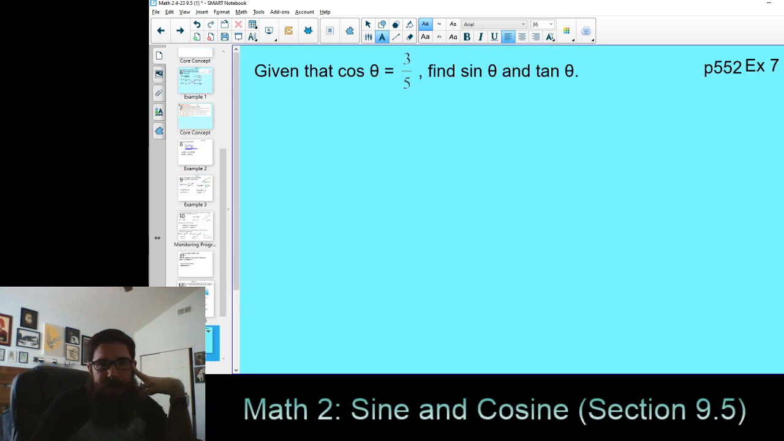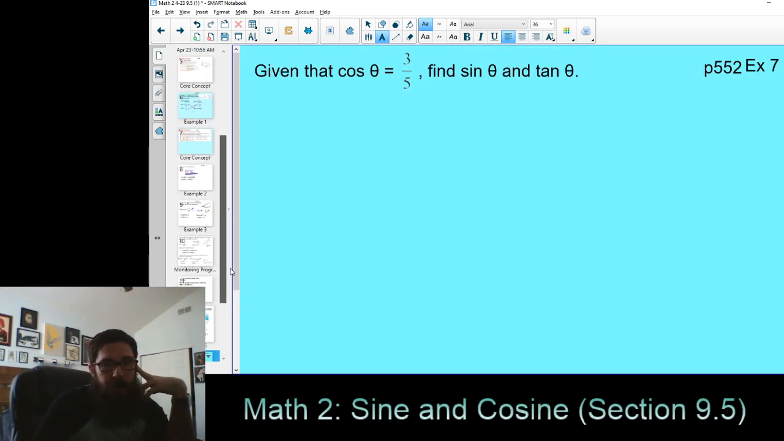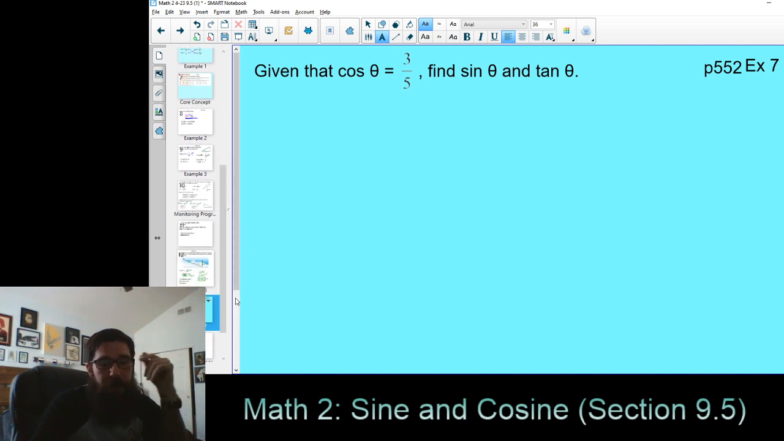All right, kind of the last skill here. We're getting near the end, and then we'll explain some of the homework for you and what your process for the week looks like. Here, this is page 552, example 7. I'm telling you that cosine of theta is 3/5, and I'm asking for sine of theta and tan of theta. This is a little bit different than you might have seen.